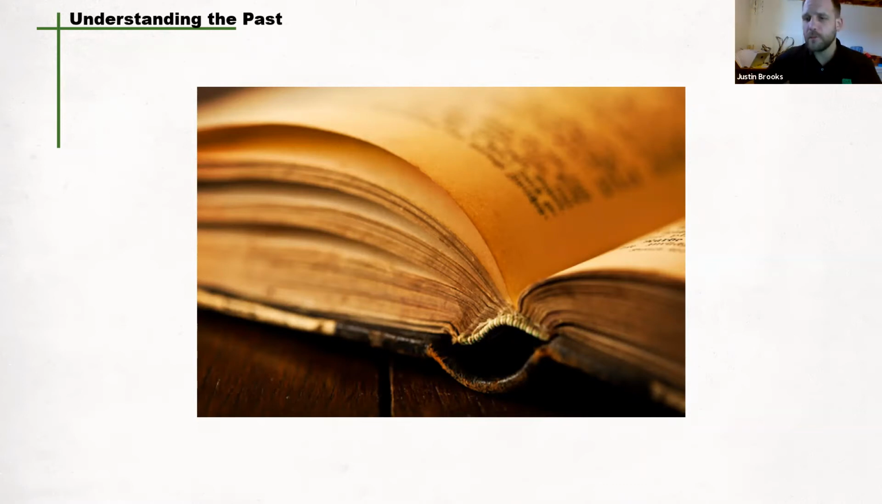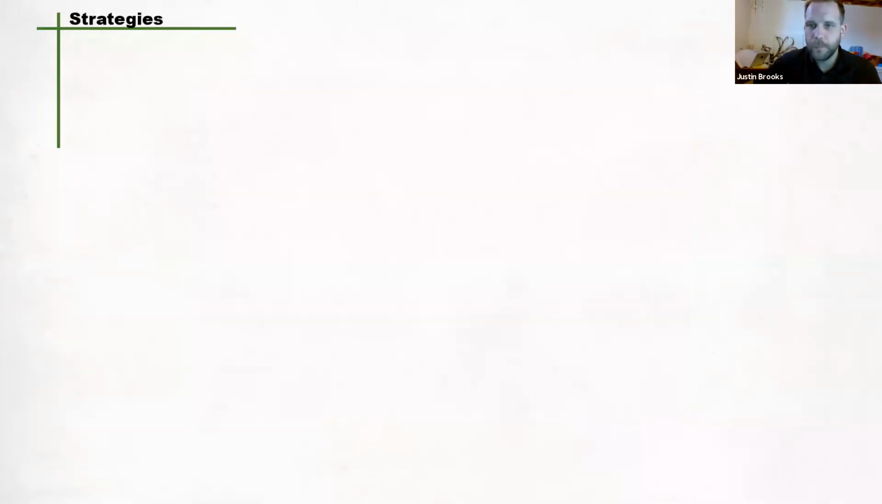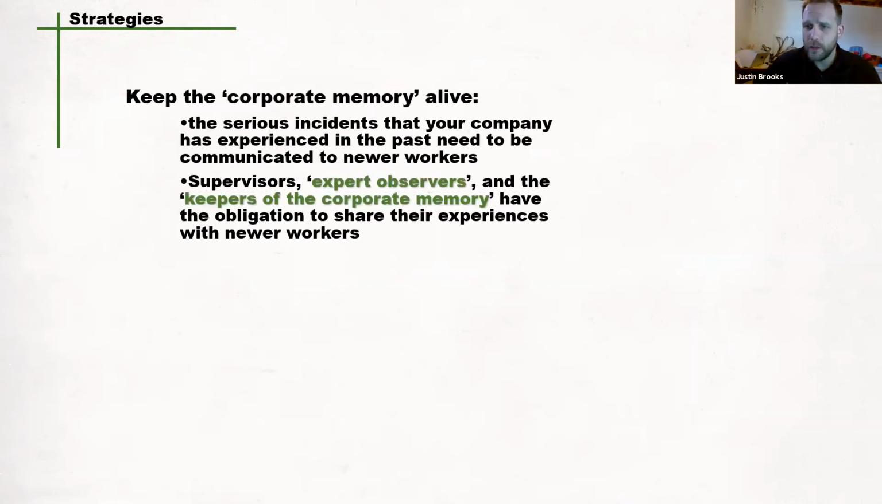This process can be used by anyone doing a behavior observation, supervisor, an expert observer, management, or even a worker within the work group who may have had a personal experience with a serious outcome. Here are some strategies for addressing or reducing risk acceptance when there has been no personal experience with a serious consequence. So keep the corporate memory alive. The serious incidents that your company has experienced in the past need to be communicated to newer workers.